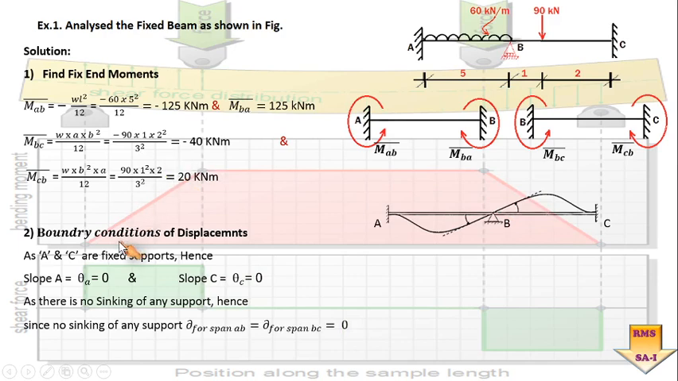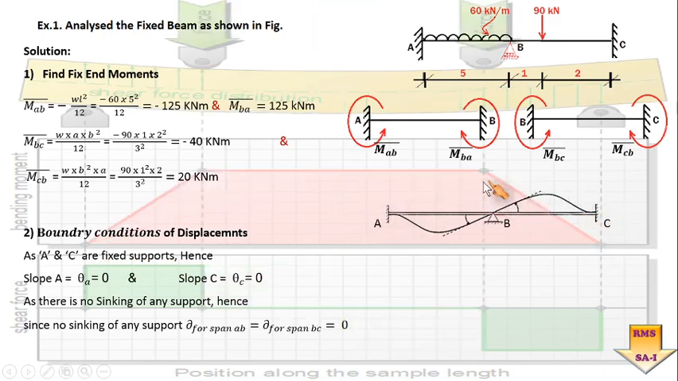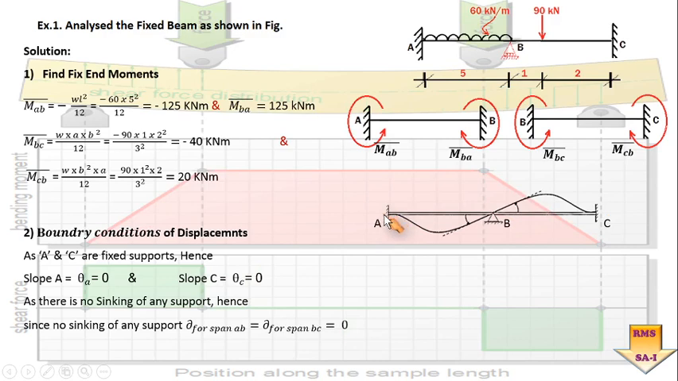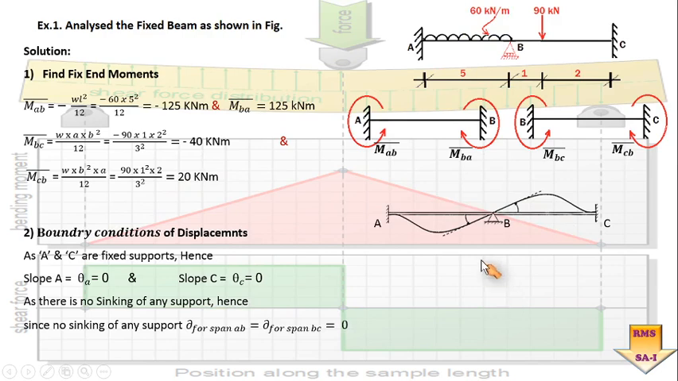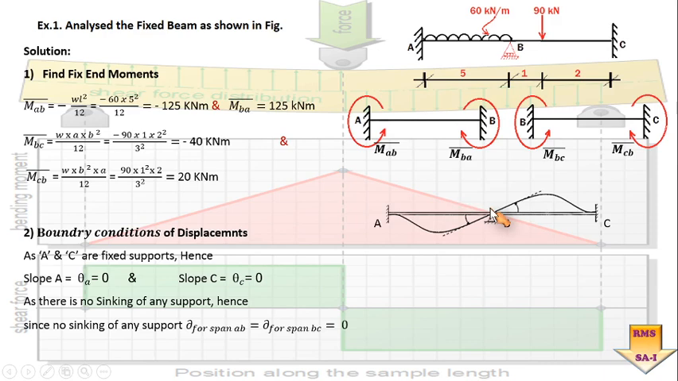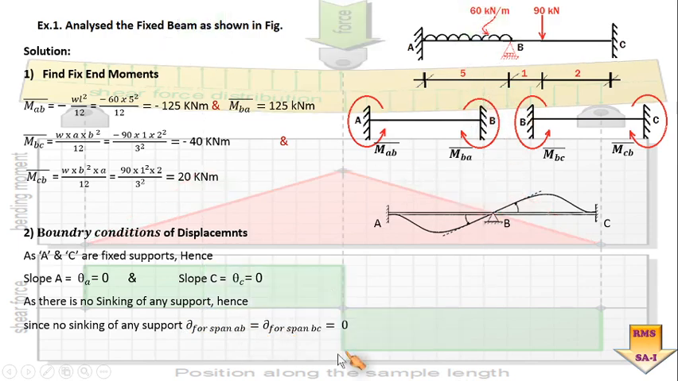After that, the next job is to identify the boundary condition of this problem. So here we can see at end A and at end C both are fixed ends, so the displacement at this point shall be equal to 0. Is it okay? So theta A and theta C are taken equal to 0. Similarly, nowhere in this problem has it been mentioned that there will be a sinking effect or that the supports are placed at different levels. So obviously the deflection at that point will be equal to 0 for both the spans AB as well as BC.